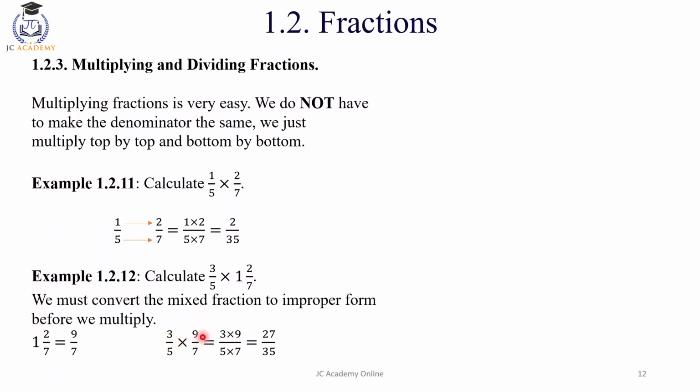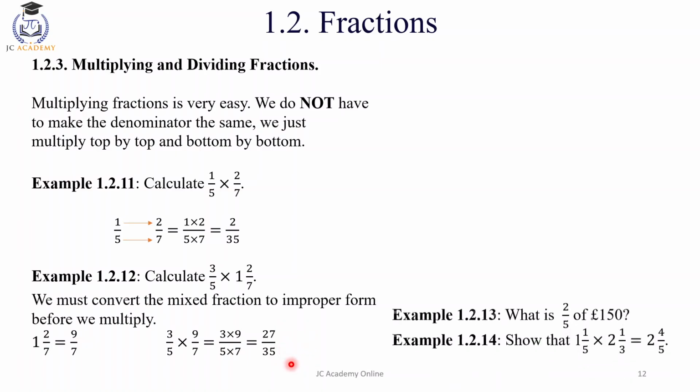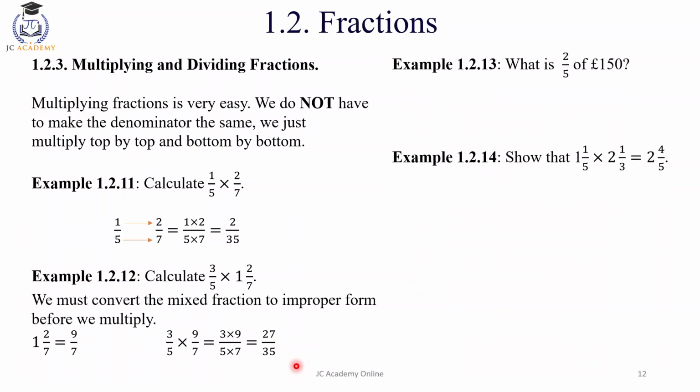So we just multiply straight across. 3 times 9 is 27. Then we have 5 times 7, which is equal to 35. And again, there is not a common factor that goes into both. So our final answer is 27 over 35. Let's look at another example.